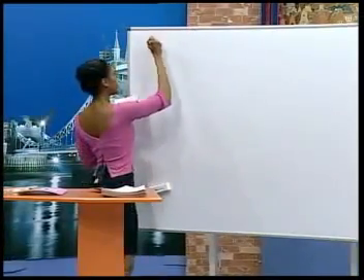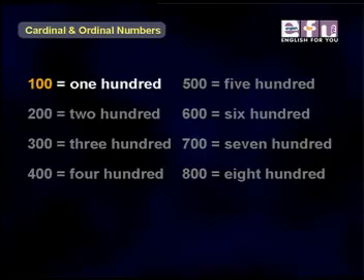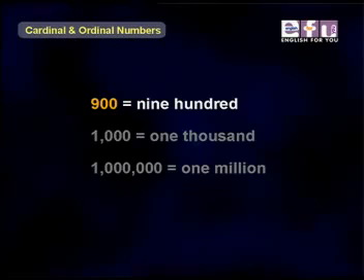For example, we need to know 100, continuing with 200, okay, 300, 400, 500, of course, continuing with 600, 700, 800, 900, and the big number, 1,000, and a very big number, 1 million.